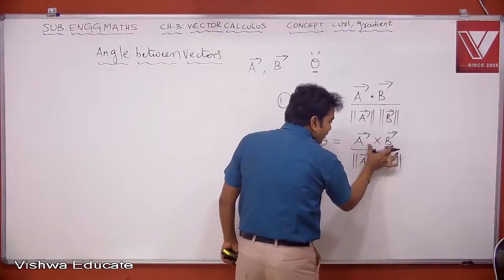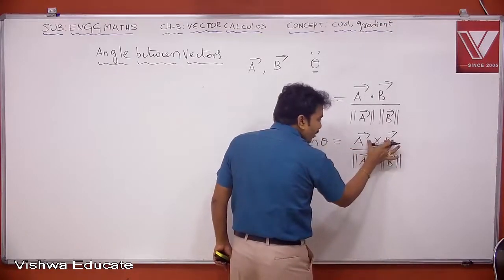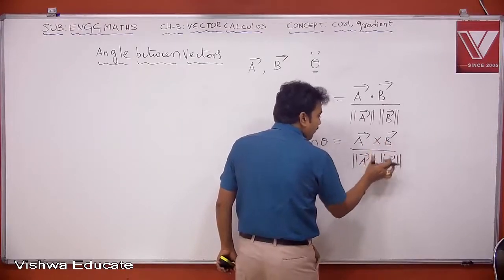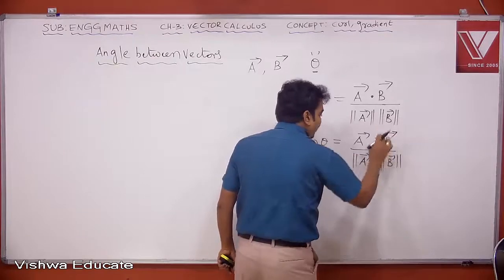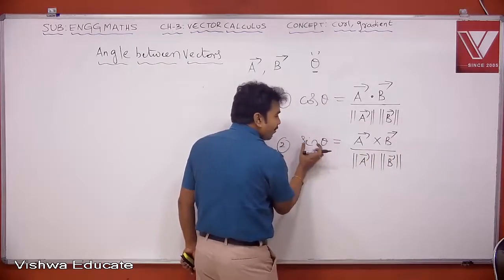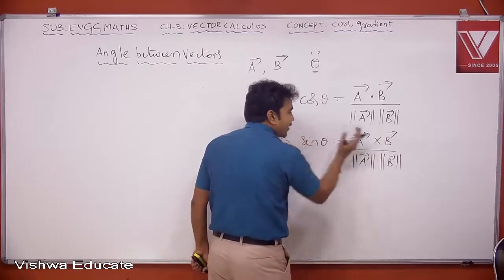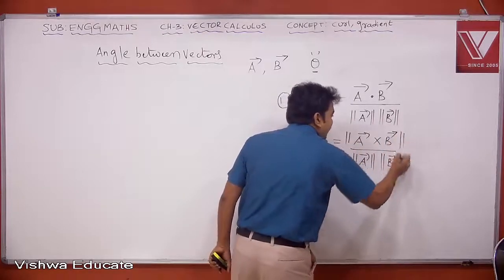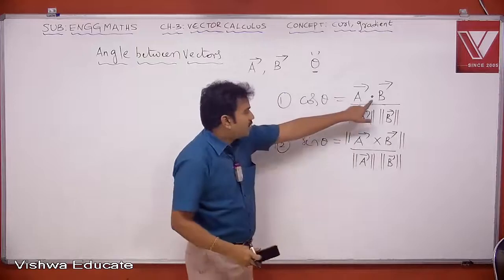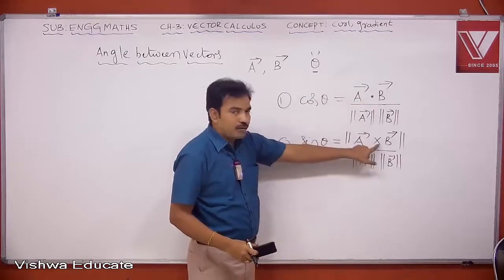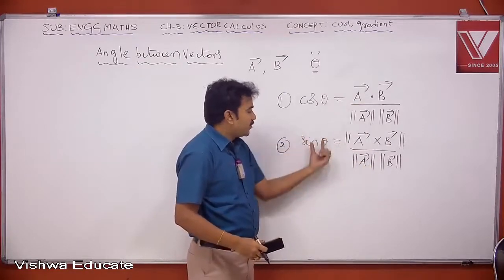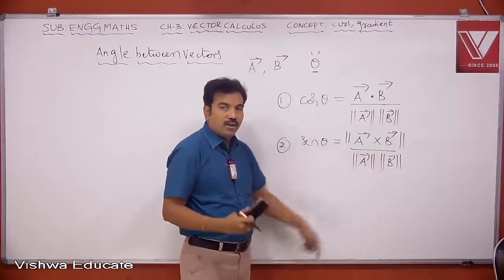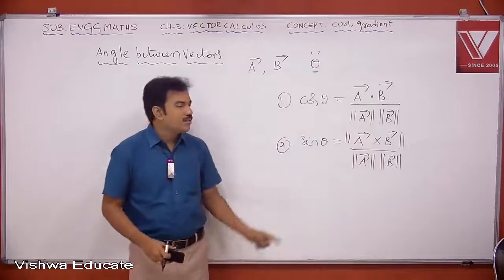This is a vector. Cross product of two vectors is a vector. This is a scalar. So when a vector is divided by a scalar, the result is a vector. Sin theta is some constant. How can a constant be equal to a vector? So therefore this must be length. Therefore when dot product is replaced by cross product, then cos theta is replaced by sin theta. So you will get the result like this. When you want to find the angle between two vectors, always prefer this.